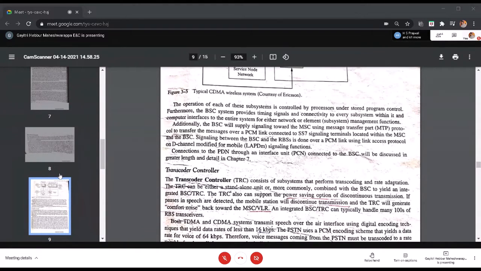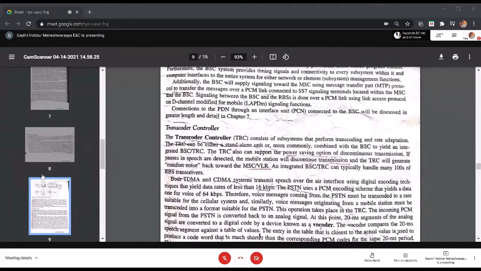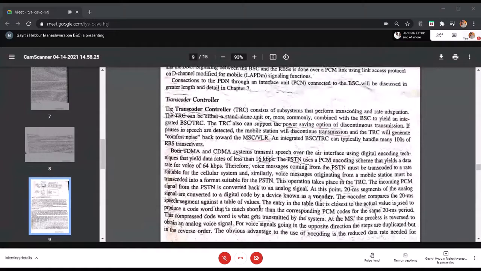Okay, next is a transcoder controller. It consists of a subsystem that performs transcoding and rate adaptation. The TRC can be either a standalone unit or, more commonly, combined with the DSC. It is then called an integrated DSC/TRC.